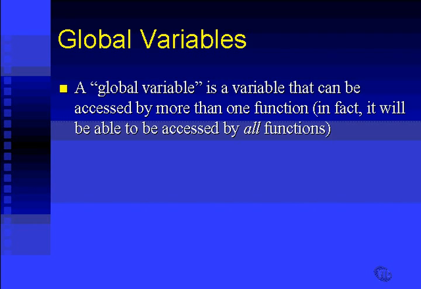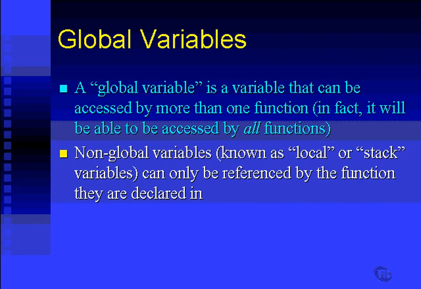Global variables. A global variable is a variable that can be accessed by more than one function. In fact, if it can be accessed by even two functions, then it can be accessed by every single function. Compare and contrast that with non-global variables, known as local or stack variables. They can only be referenced by the function they are declared in. Every variable we have used so far, every single one, has been a local variable or a stack variable. We have never seen a global variable before.